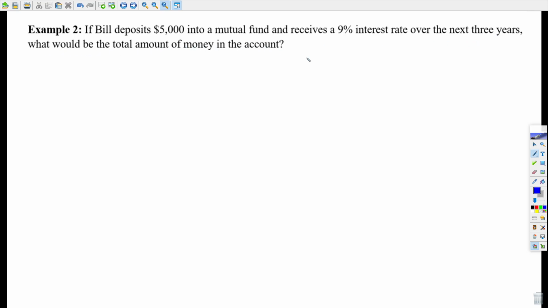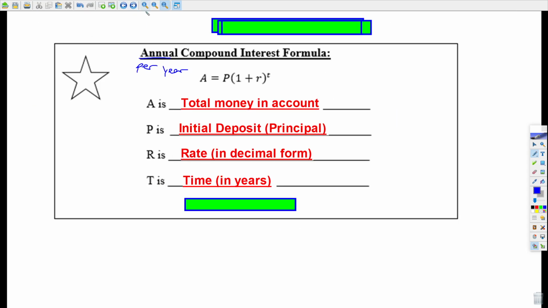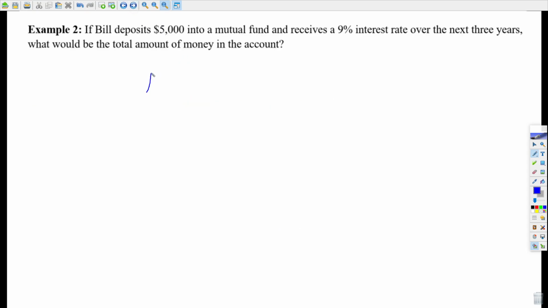So we don't have to go through the calculation every single time. Like if you go back here, we did it for 1 year, then we had to do it for 2 years, and had to keep adding on because it changes every time. So now we can just use this formula. I'm going to go ahead and write it out first. A equals P times (1 plus R) to the T power.